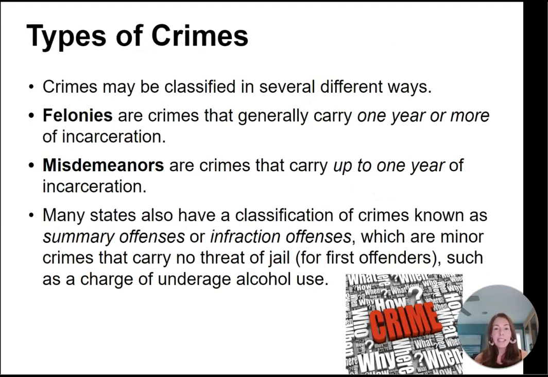Okay, so we have classifications of crimes. And when we look at those classifications of crimes, we are looking at what the penalties are. So a crime that generally carries 1 year or more of incarceration as the penalty would be considered a felony, versus a misdemeanor, which is a crime which tends to be somewhat of a more minor crime, carrying up to 1 year of incarceration. So that's less incarceration time for a misdemeanor.